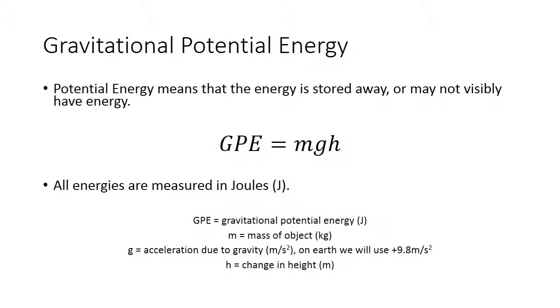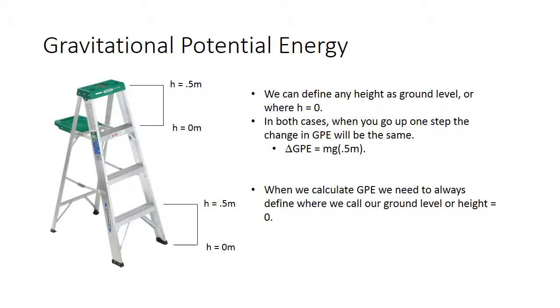And h is the change in height. If the object moves upwards, the change in height will be positive. If that object moves downwards, the change in height will be negative. Now we know gravitational potential energy equals mgh, so we can easily find the mass. Little g, the acceleration due to gravity, we know, but how do we decide how to measure that height? We measure the height from ground level, or where h equals 0.